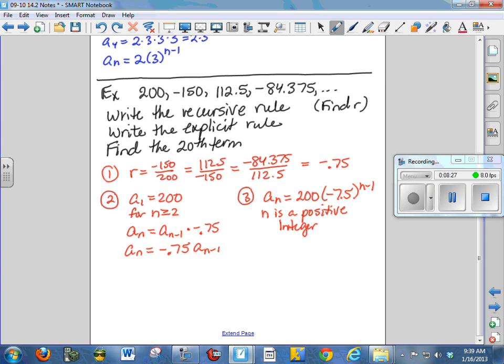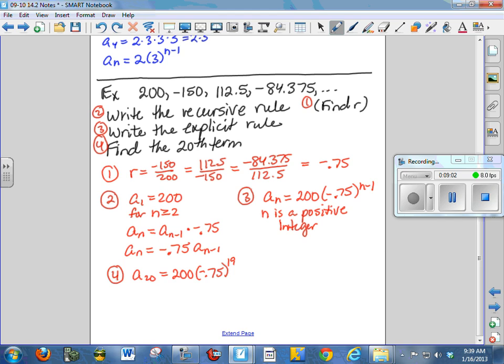Okay, number 4, find the 20th term. I didn't actually number these 1, 2, 3, and 4. Find the 20th term. So for finding the 20th term, I would say a sub 20 is equal to 200 times, and I wrote the decimal place in the wrong place there. I apologize. You're probably screaming half point by now. Negative 0.75 to the 19th.